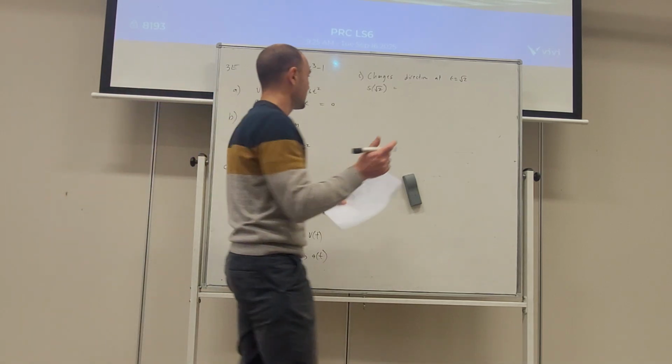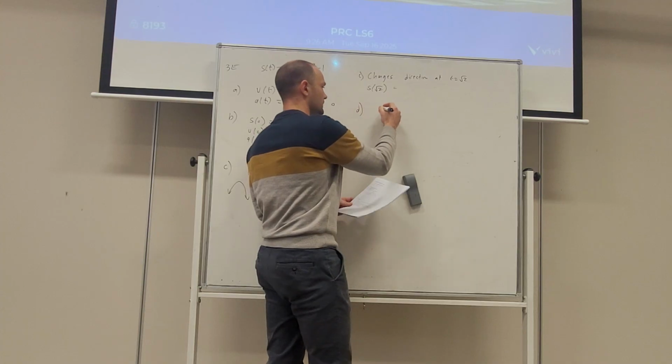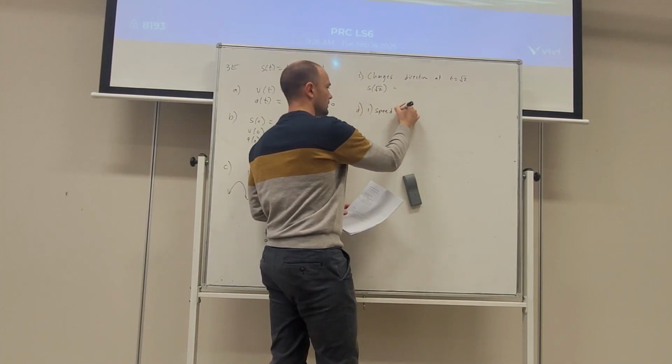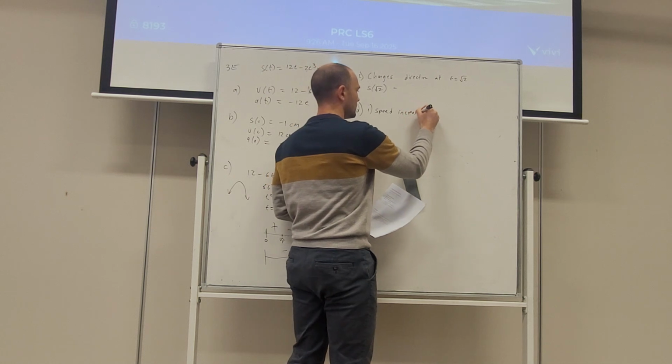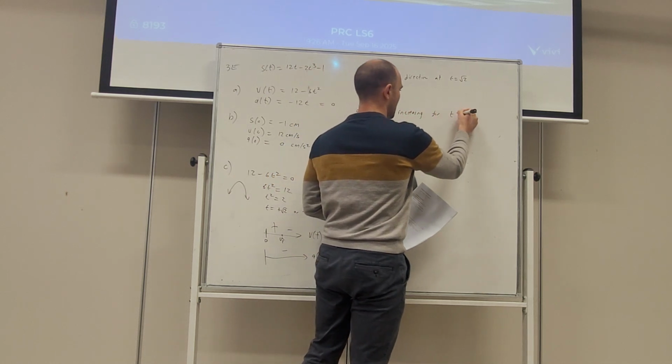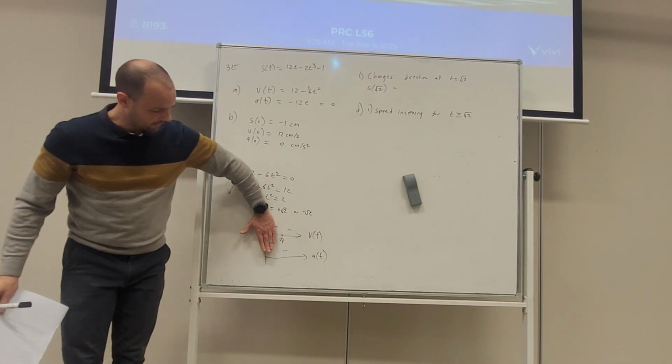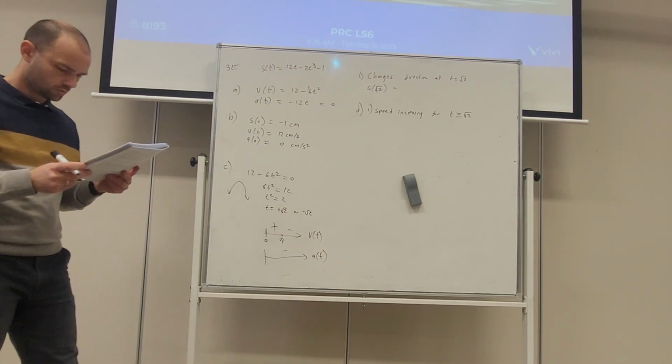All right, so in order to answer D part 1, we would say speed increasing, t is larger than root 2. So what we can see, they're both negative for values of time larger than root 2.